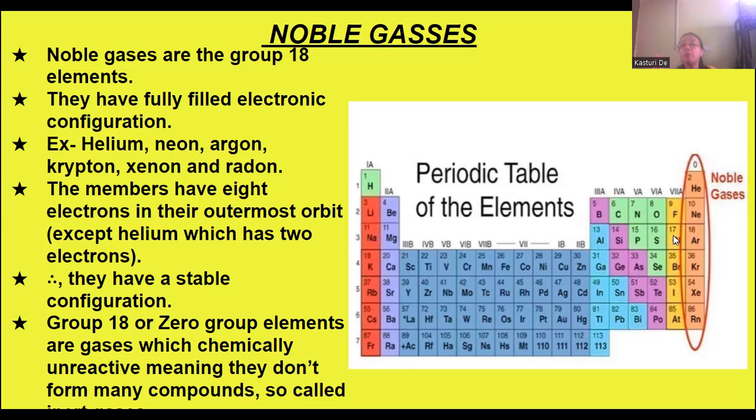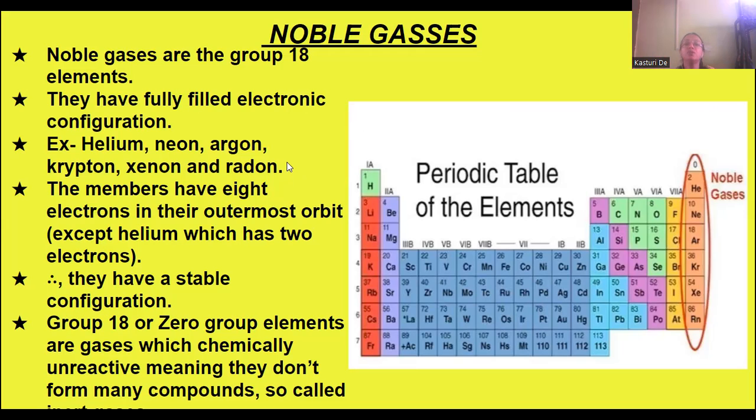Their group number 18, or zero group, elements are gases which are chemically unreactive, meaning they don't form many compounds. Sorry, they don't form any compounds. So they are known as inert gases. Clear?